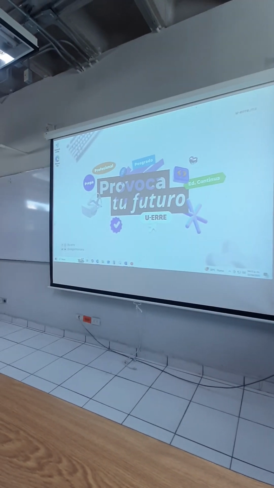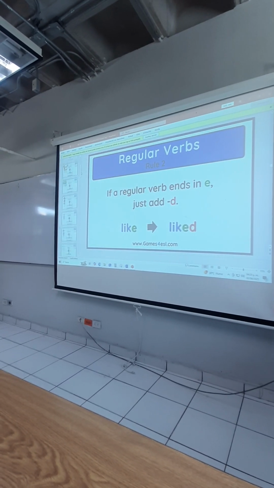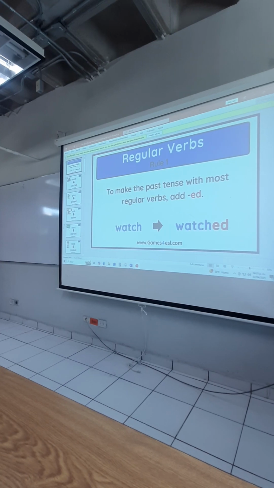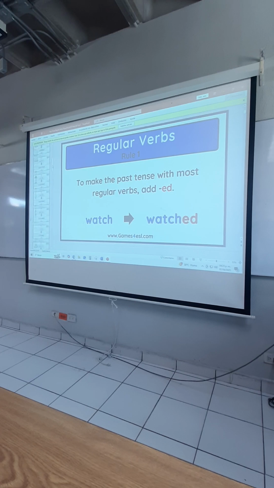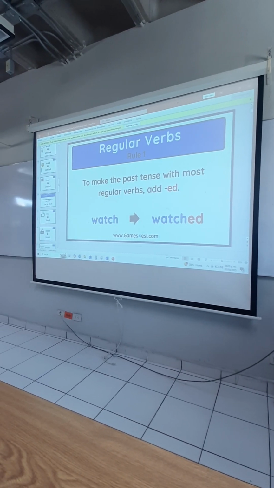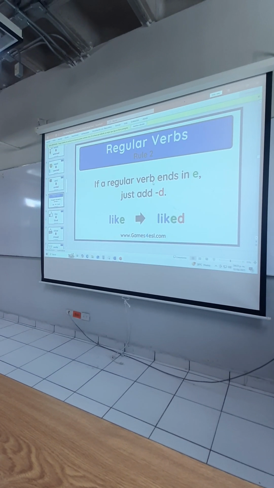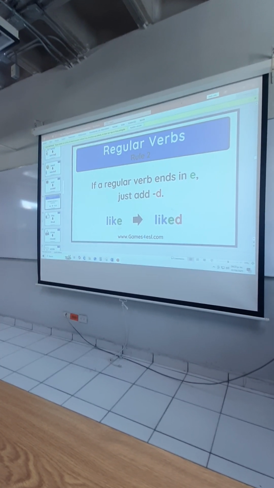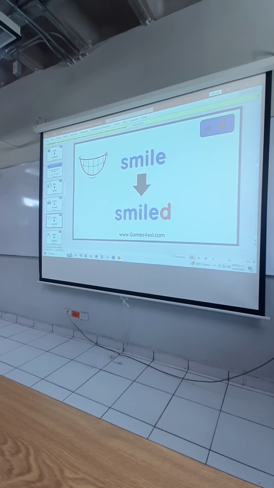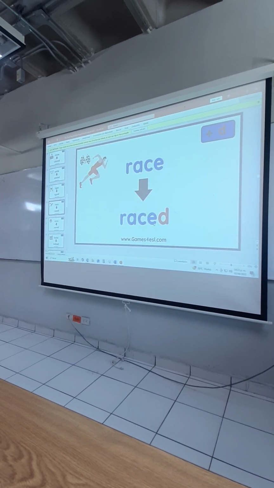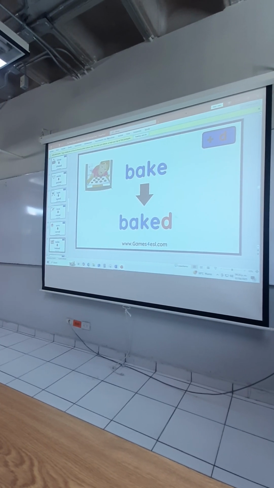Remember that we saw the regular verbs. There are some different spelling rules for the regular verbs. So this is one example. Most of the regular verbs, we add -ed. And rule number 2 for regular verbs: remember to focus on this rule because the verb use ends with an e. If a regular verb ends in e, just add d. Like, like-liked, close-closed, smile-smiled. So the e is in red. Raise-raised, clear-cleared, bake-baked.